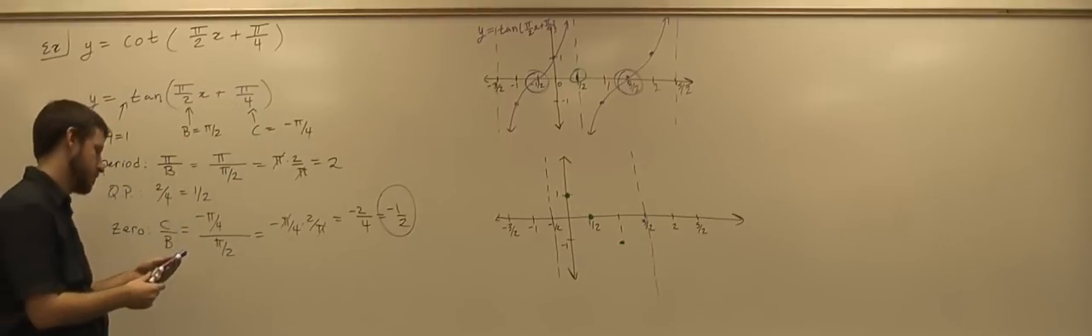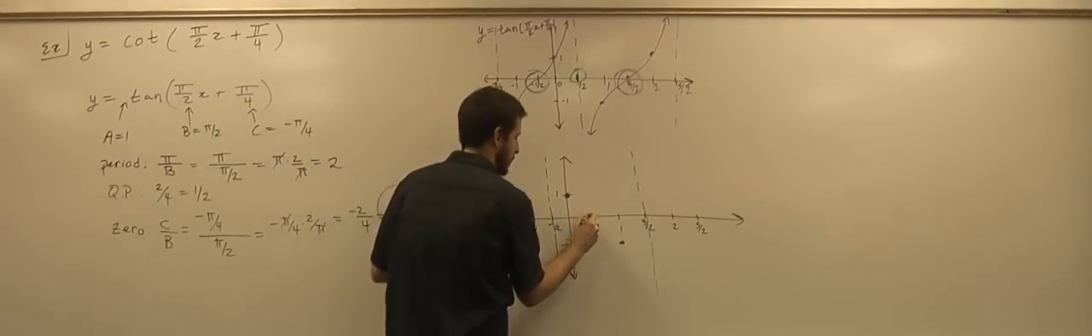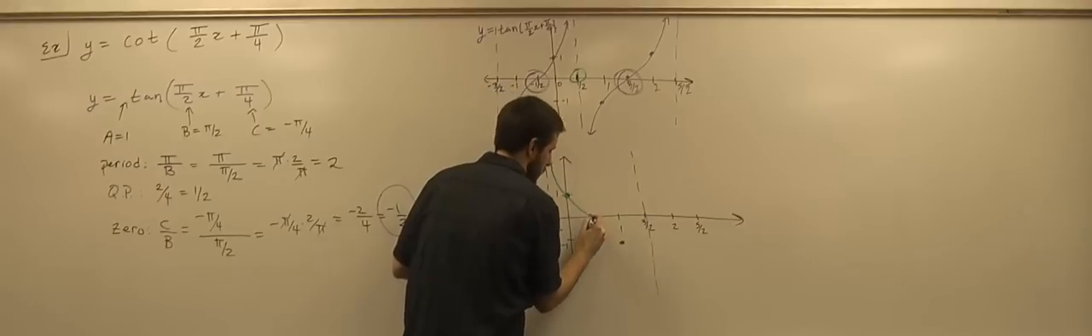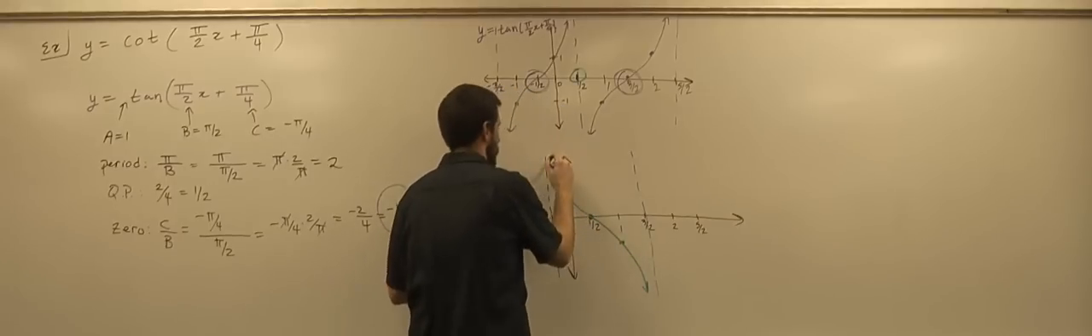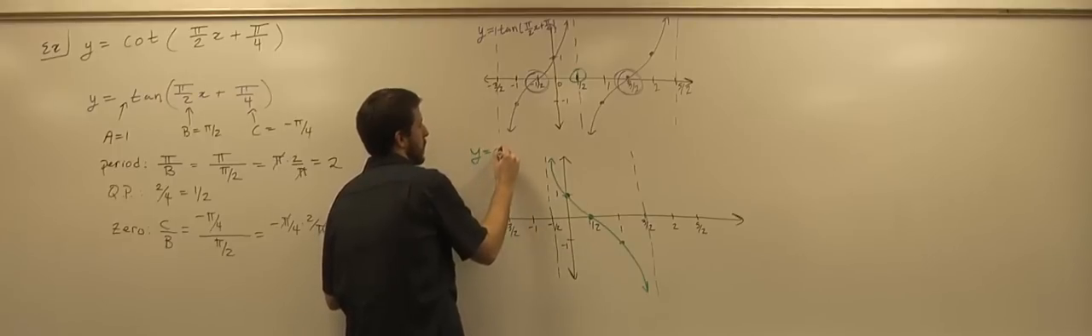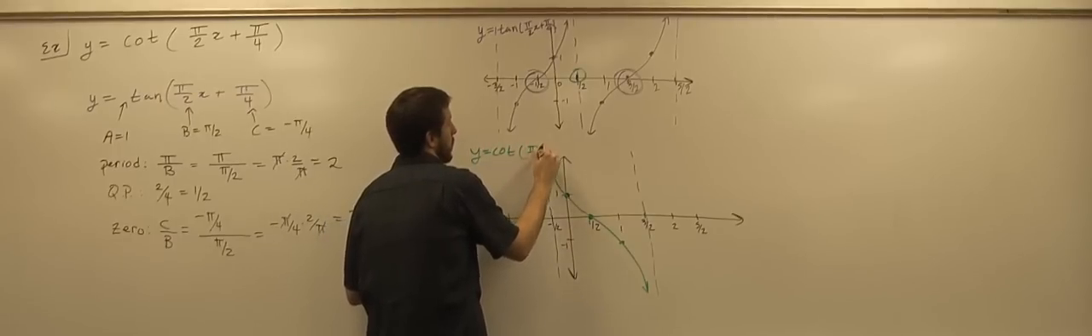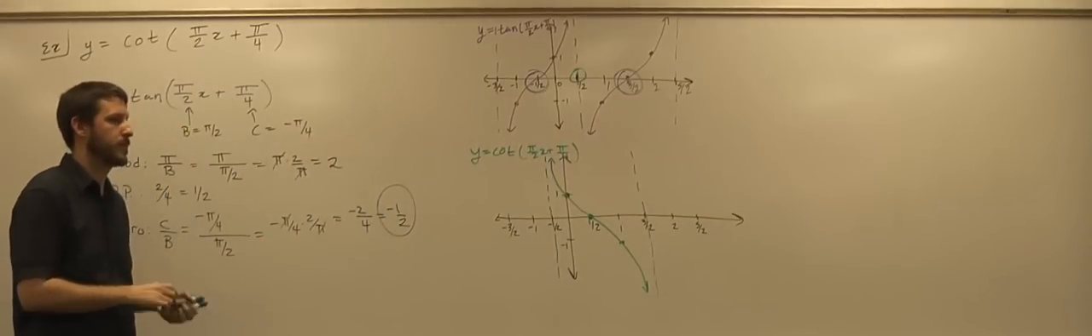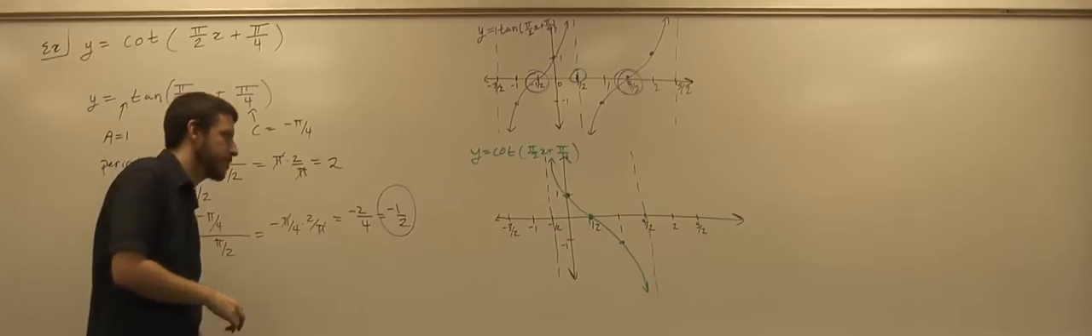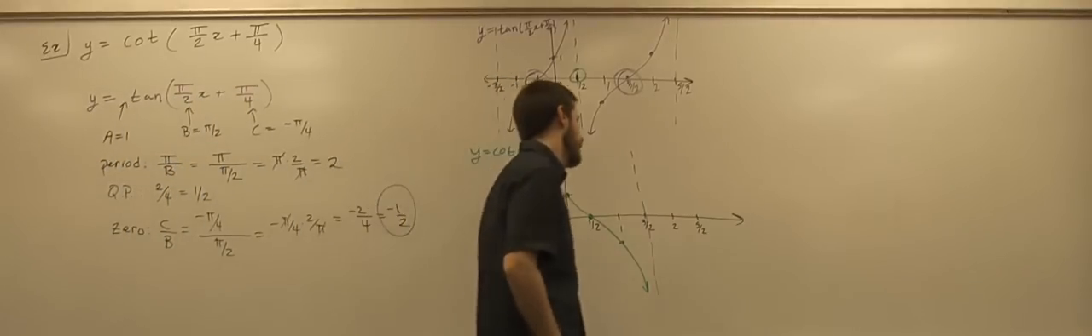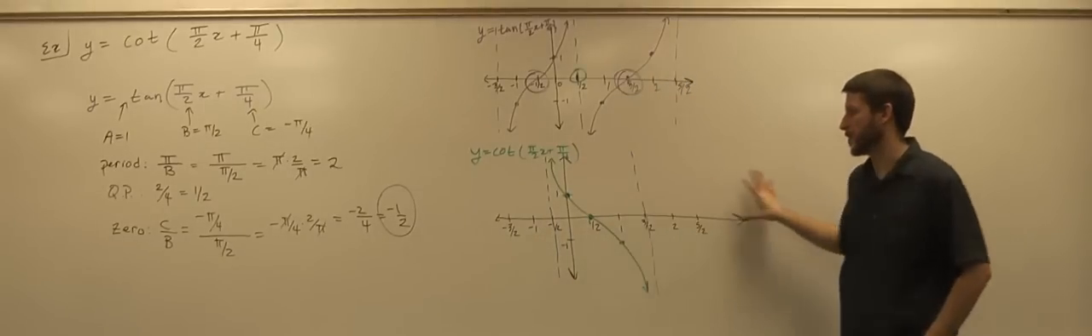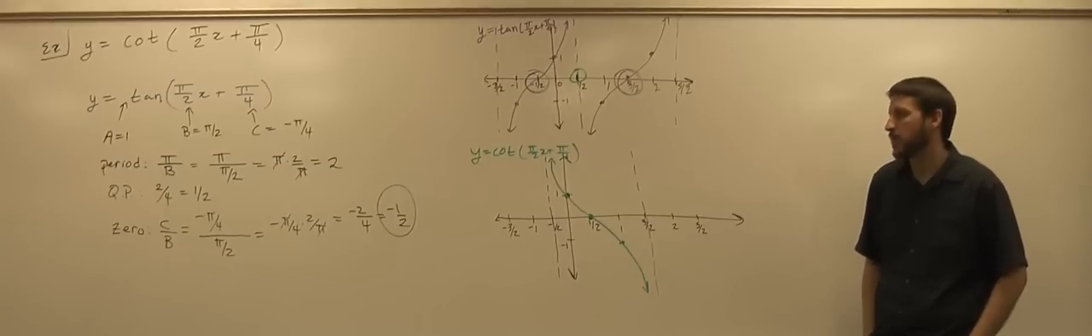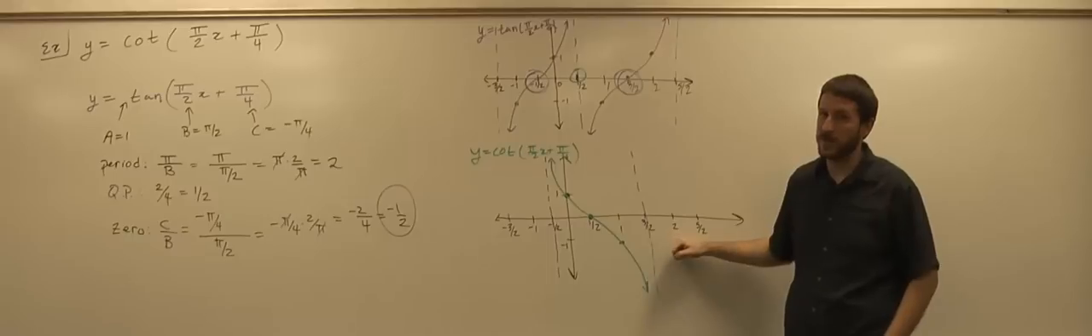So what does this look like? Another snake. It approaches the asymptote and goes through these points. That's one period. You could graph another one. Just repeat the same pattern. Cotangents are a little more tedious to graph this way.